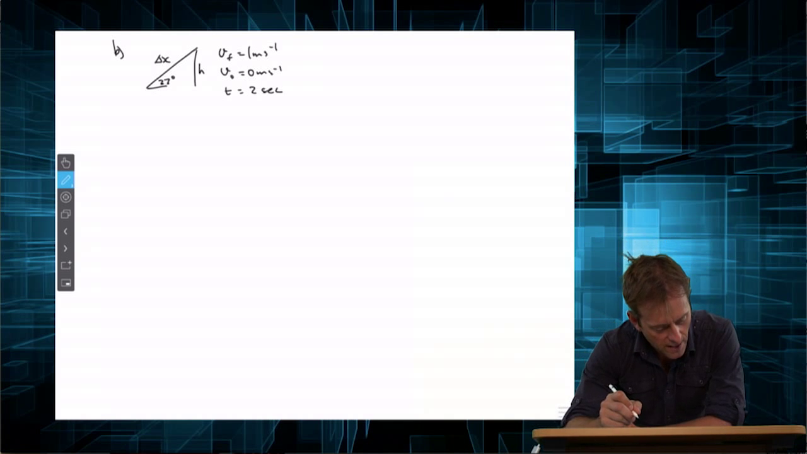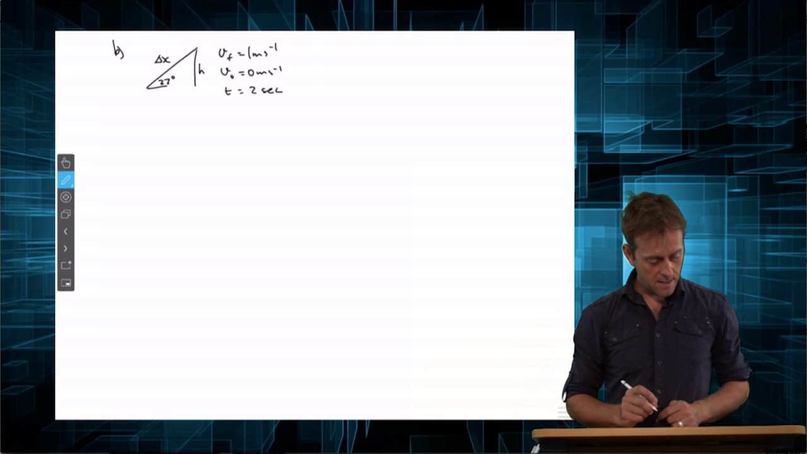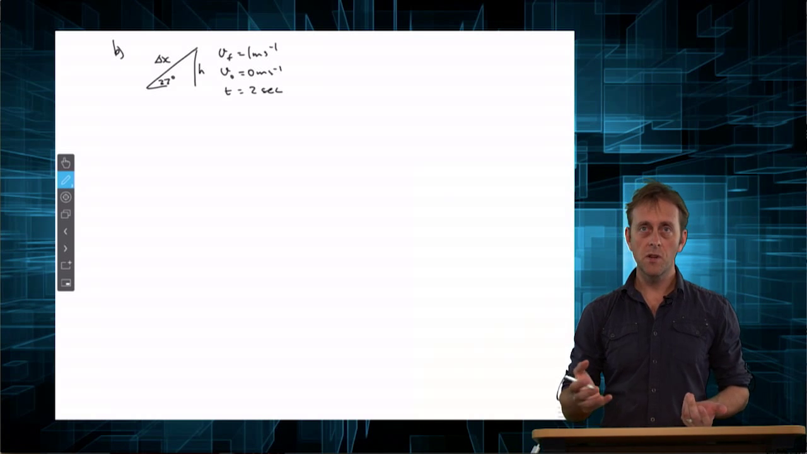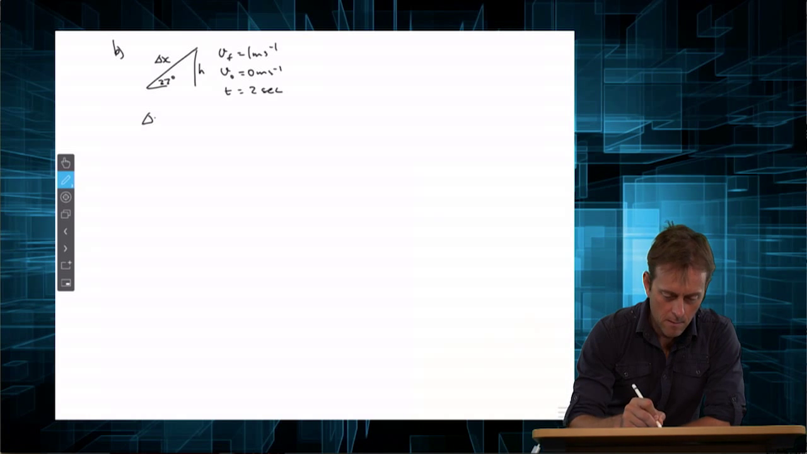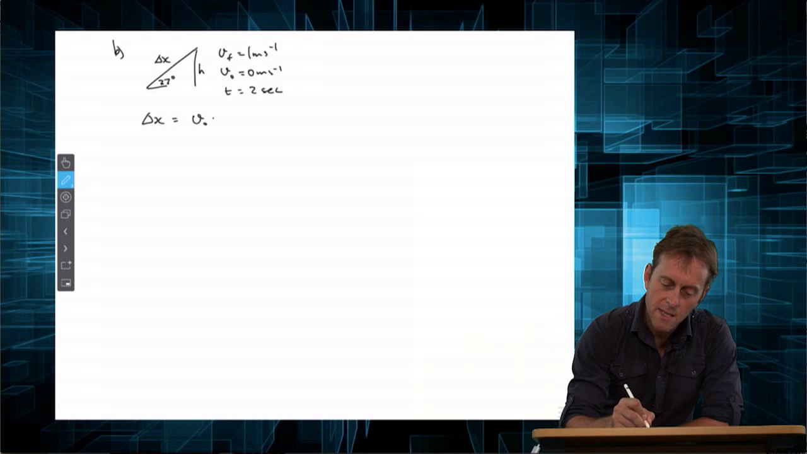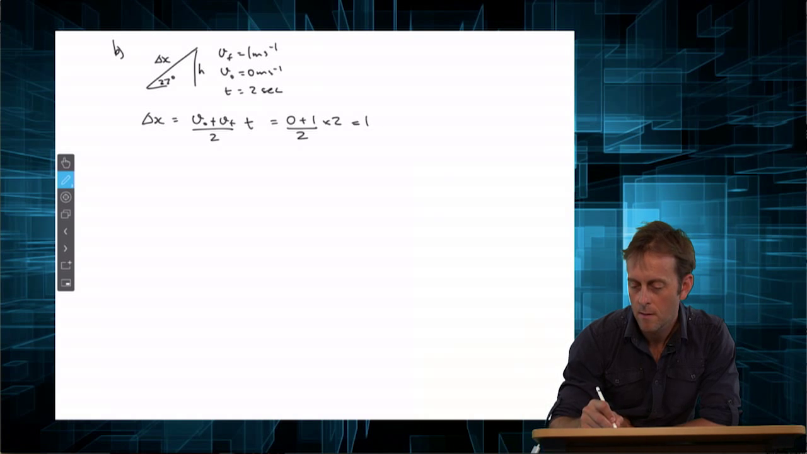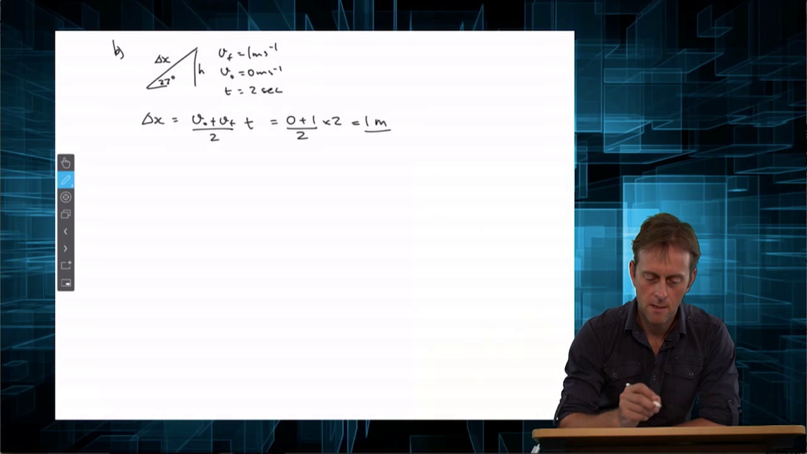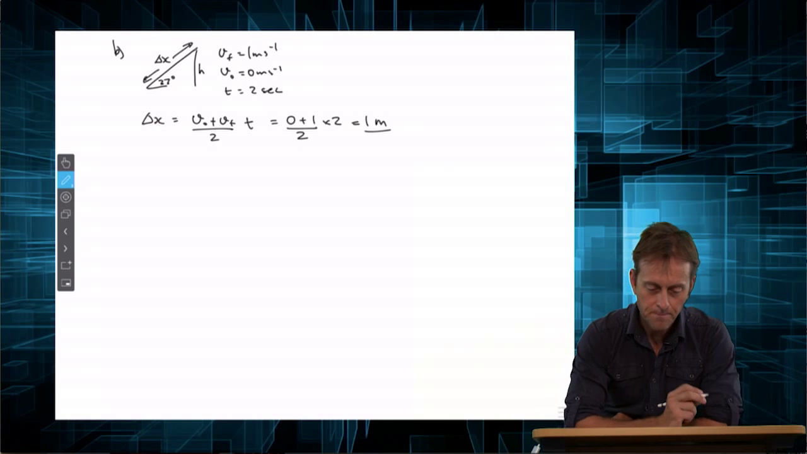Okay, so it's pretty straightforward now for us to work out what delta x is, because it's just velocity equals distance over time. We use the average velocity. We can work that out this way. Delta x is equal to v naught plus Vf on 2, it's the average velocity times the time. Put some values in and we get 0 plus 1 on 2 times 2, which is 1 meter. So delta x here, in 2 seconds, we're going to go 1 meter. Great.